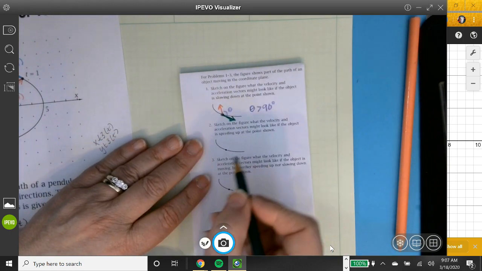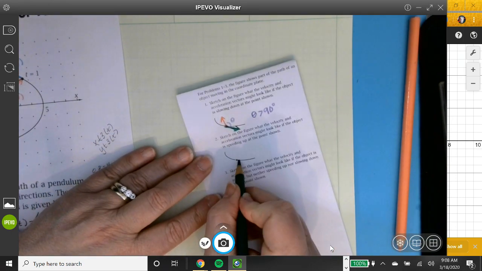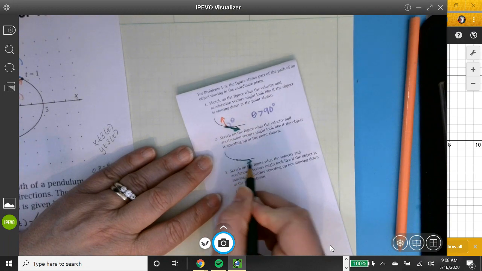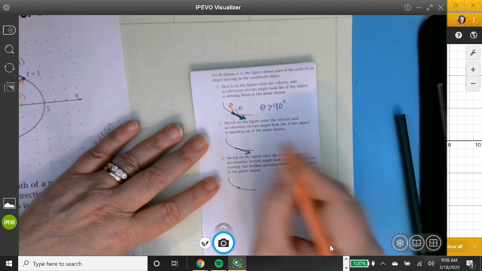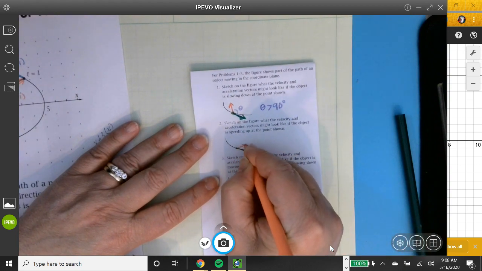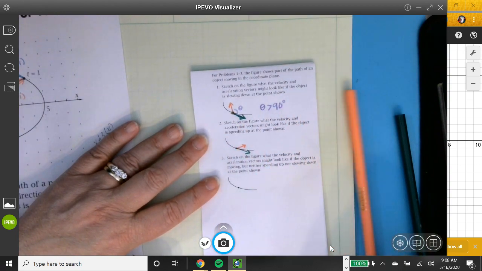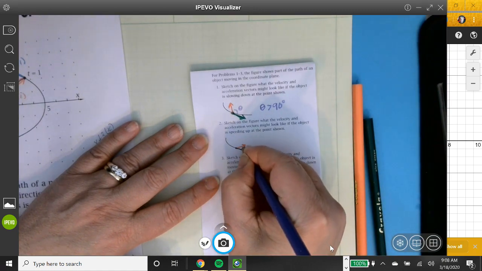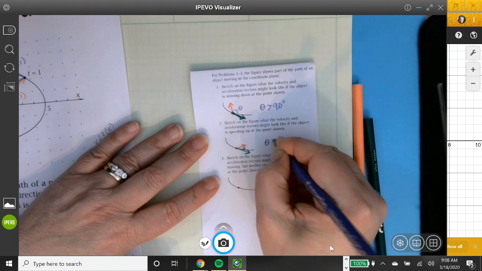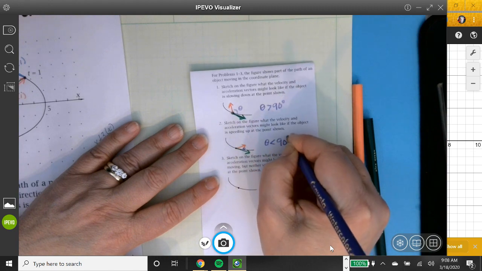What about if I have them speeding up? So I'm going to do another tangential. Here it is. I did a better job with that tangential. And then I have speeding up. That means the acceleration, which is pointing inward, and they're working together now. And they're working more in the same direction here. So what does that mean? Theta is less than 90. So you have an acute angle.